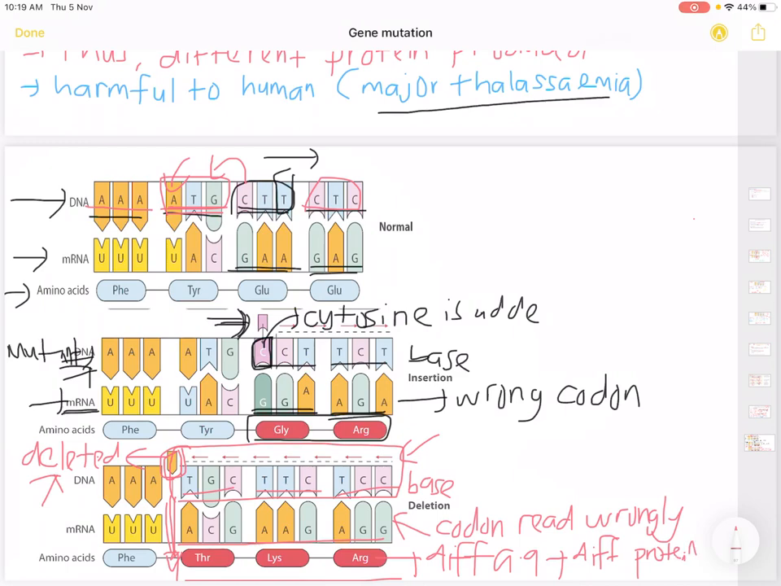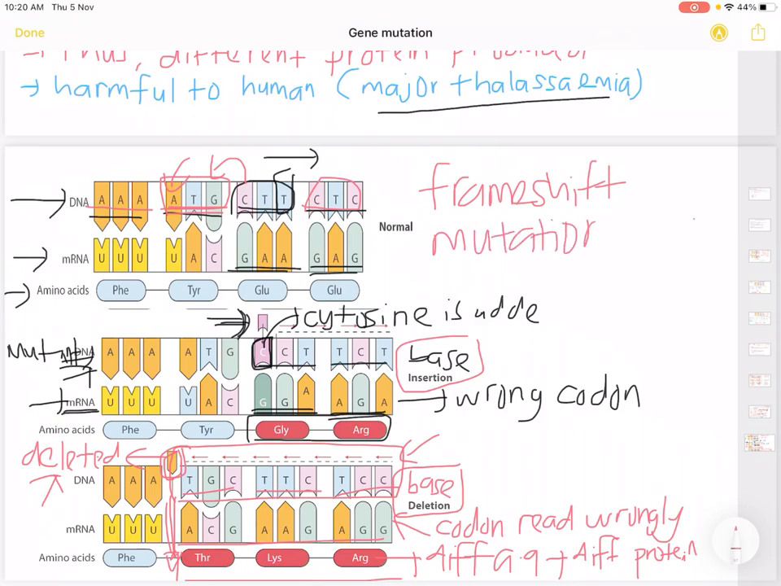Okay, so this effect is very harmful in gene mutation. So the types of gene mutation ada 4: base substitution, base inversion, base deletion, and base insertion. Base substitution and base inversion could lead to the missense mutation, nonsense mutation, and silent mutation, while base insertion and base deletion akan menyebabkan frameshift mutation. So between missense mutation, nonsense mutation, and silent mutation, frameshift mutation is the most harmful one.